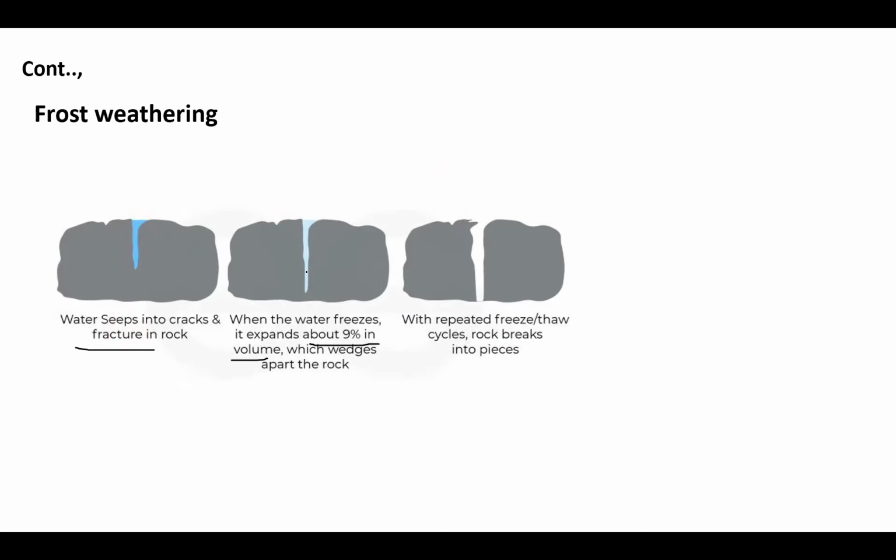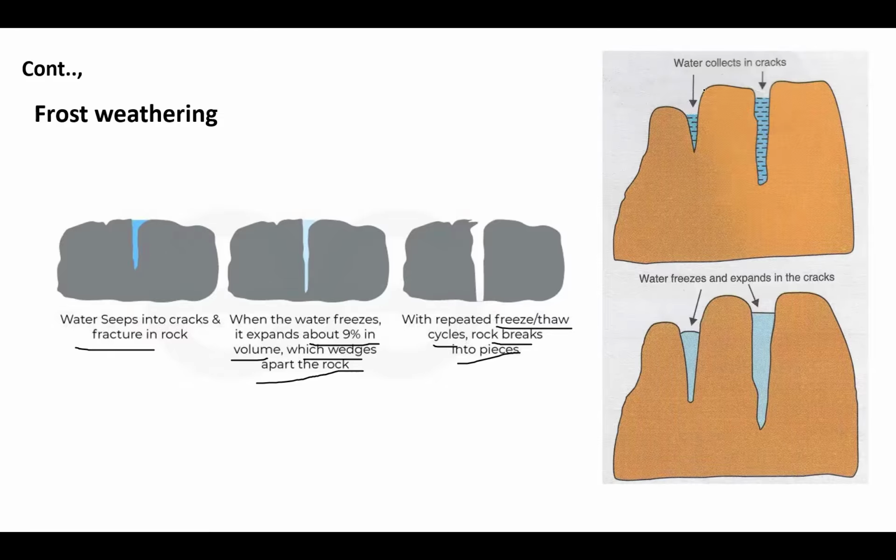So in this small volume, the water will expand and wedge apart the rock with repeated freezing and thawing. In a previous video I have told that freeze and thaw cycles will repeat, and the rock will break down into small pieces. As the water freezes, it expands, and the rock will break down into two parts. The water collected in the cracks freezes and expands, and finally the rock will break down. This is called frost weathering, freezing and thawing.